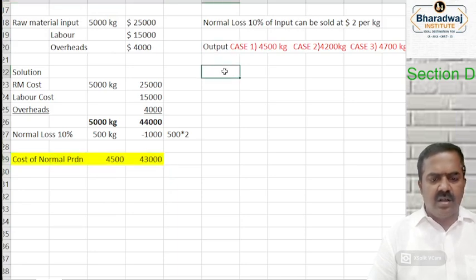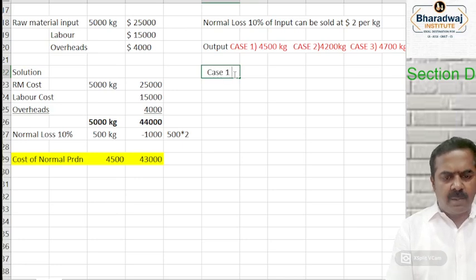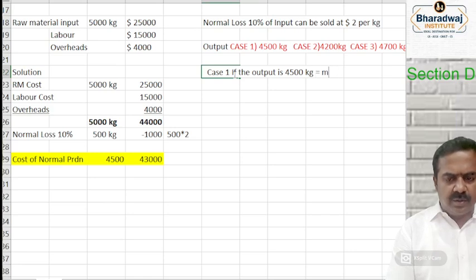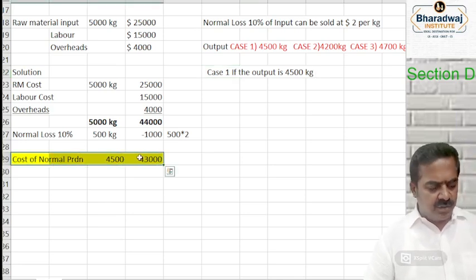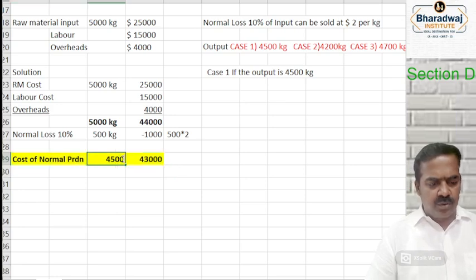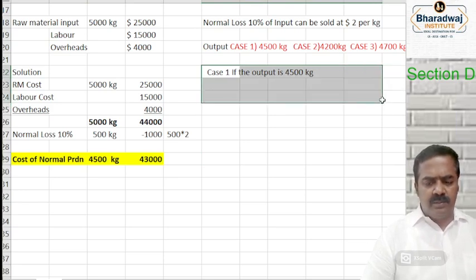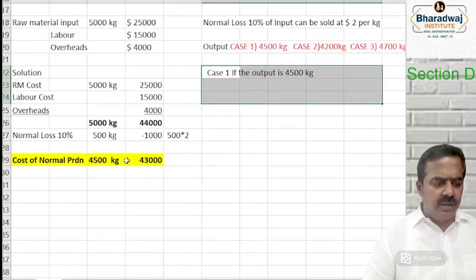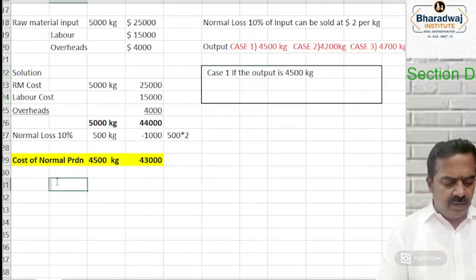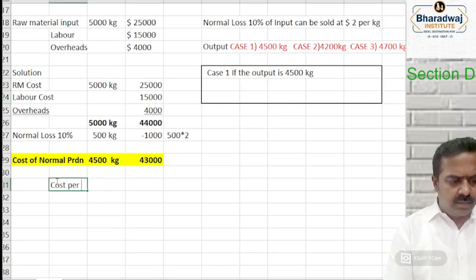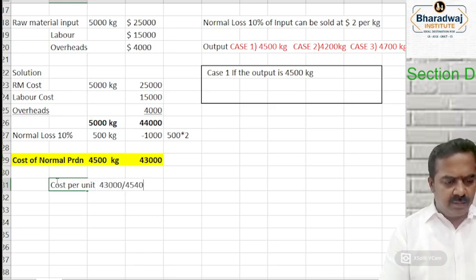Now let us see the different cases. Case 1. If the output is 4,500 kg, that is equal to normal production. Normally what is the expected production? 4,500 kilogram. That is the actual output also. So no problem. Here cost per unit will be 43,000 divided by 4,500.